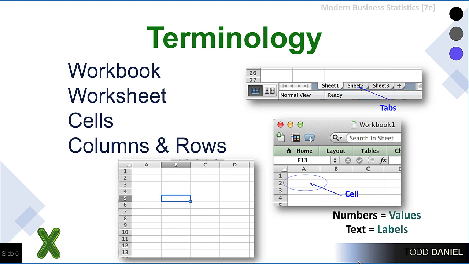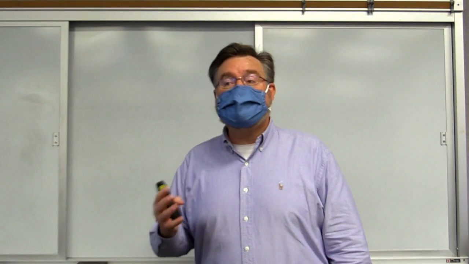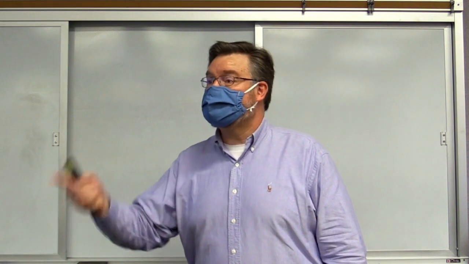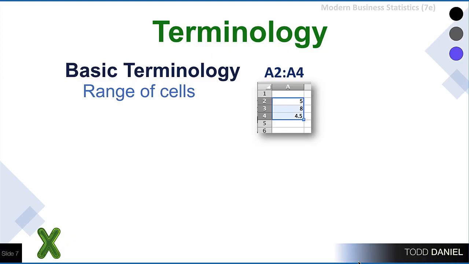When you put numbers into an Excel cell, those numbers are called values. If you put text into a cell, those are called labels, the terminology that Microsoft gives us. If we want to work with more than one cell at a time, we could reference the beginning cell and the ending cell separated by a colon. So in this case, we are looking at cells A2 to A4.